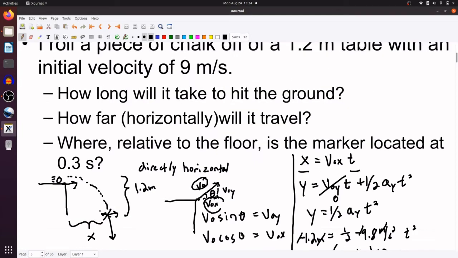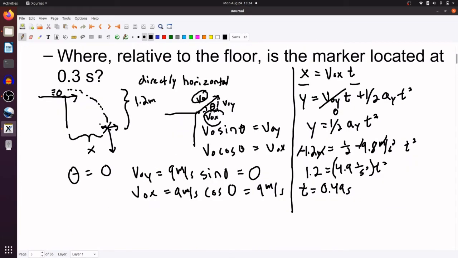To figure out how far horizontally it's going to travel, I use x equals v naught x t. So, x is equal to v naught x t to get horizontal distance. X is what we're looking for. V naught x, remember, is just 9, times t. And, oh, well, I wrote that in there, but I already know what t is. I know it's 0.49 seconds. Oh, but that's like completely something different, you say. Well, yeah, it kind of is, but it's not.